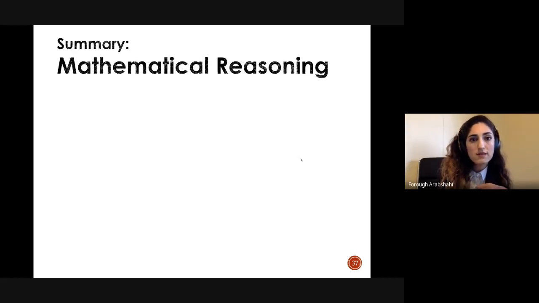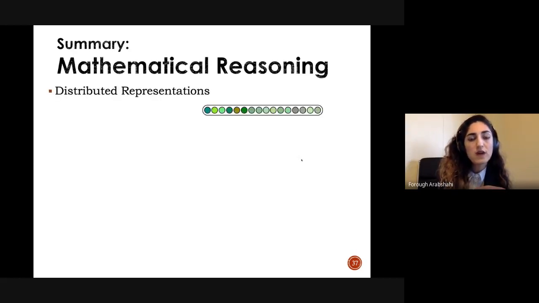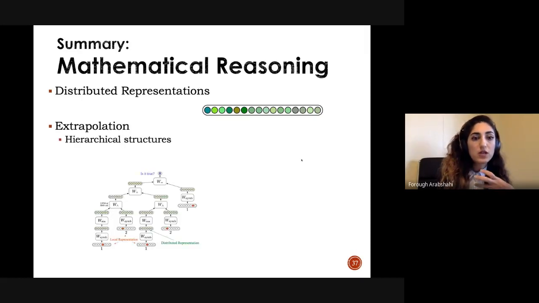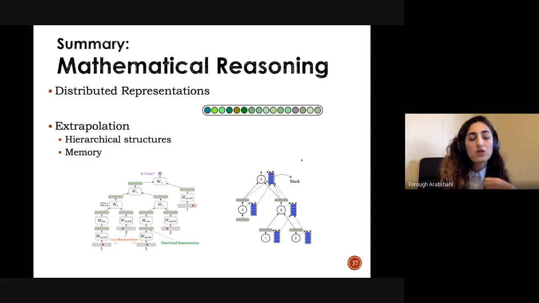So to summarize, in mathematical reasoning, we saw how we can learn distributed representations for different functions and symbols in the mathematics domain. And we saw how we can achieve extrapolation by extracting hierarchical structures from data and also further augmenting neural networks with external memory.